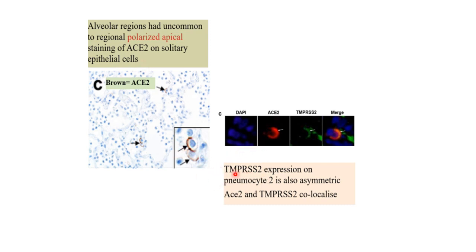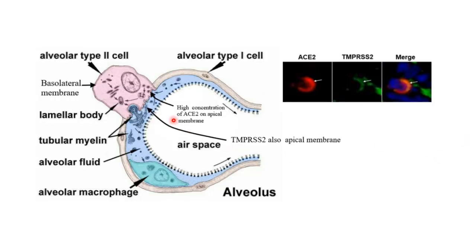And also a reminder, TMPRSS2 expression on Pneumocyte2 is also asymmetric. ACE2 and TMPRSS2 co-localized. So now our diagram has progressed to show that high concentration of ACE2 on apical membrane as well as TMPRSS2 is also present on apical membrane here. Present on apical membrane.